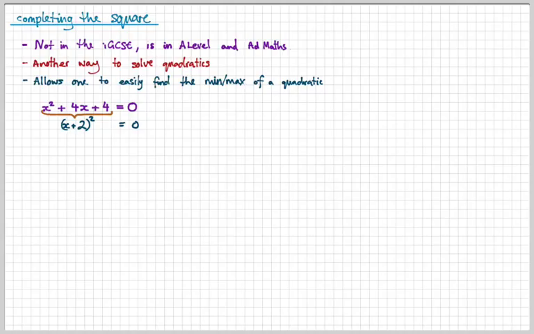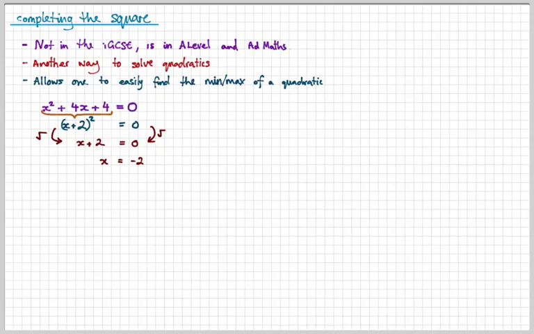Next, to solve this, we could square root both sides. This gives us x plus 2 is equal to 0, because when you square root 0, you get 0. So this means that x is equal to minus 2. So this would be the solution to this equation.